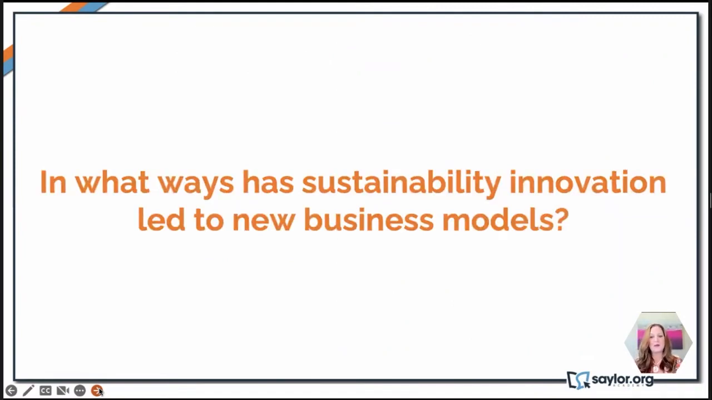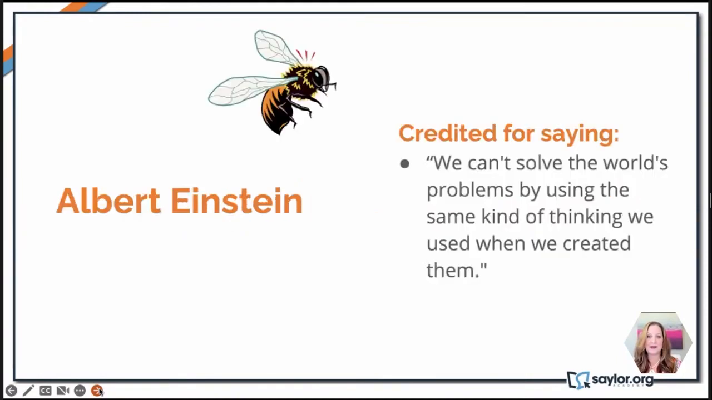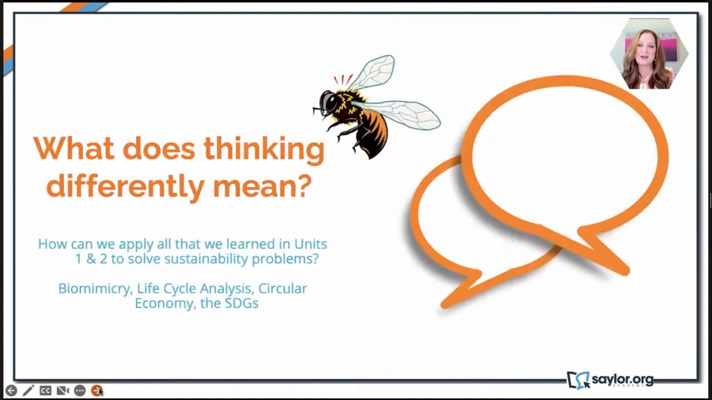All right, so in what ways has sustainability innovation led to new business models? All right, Albert Einstein is credited for saying, we can't solve the world's problems by using the same kind of thinking we used when we created them, right? That's what sustainability is all about, is using new kinds of thinking to solve the problems we've been creating through business, right? All right, so what does thinking differently mean?